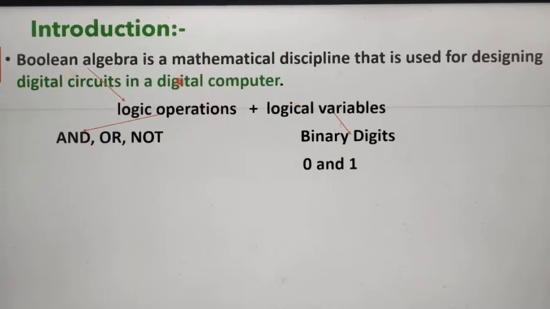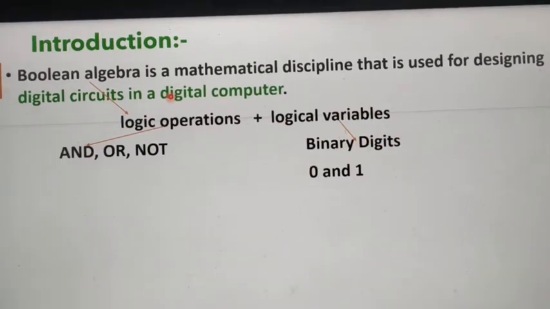Boolean algebra is a mathematical discipline that is used for designing digital circuits in a digital computer. Here, Boolean algebra is the combination of logical operations and logical variables. Here we have three different logical operations: AND, OR and NOT. We will see these three logical operations later. Next, the values of logical variables are binary digits, in the form of 0 and 1. So Boolean algebra is used for designing digital circuits in a digital computer.